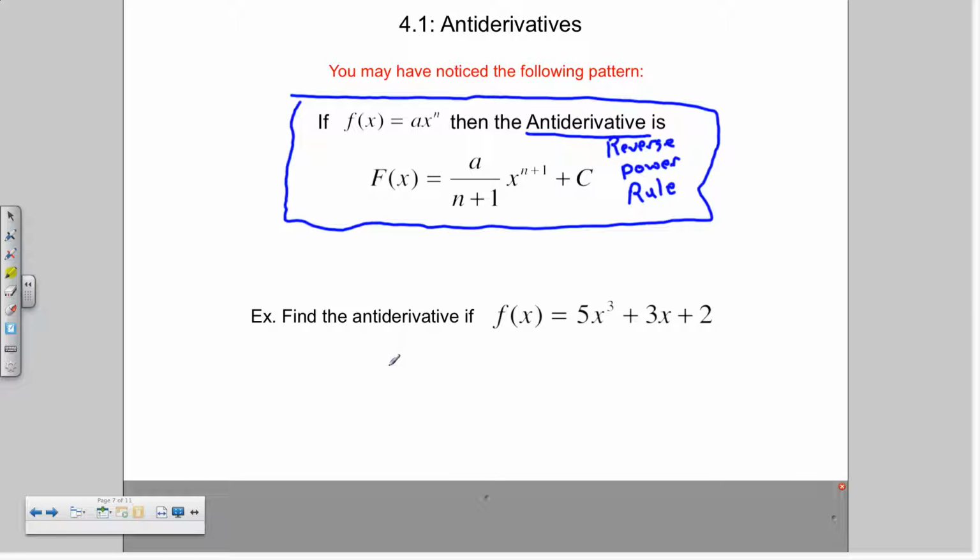If little f of x is 5x cubed plus 3x plus 2, finding the antiderivative is very natural to do. You just antiderive each part. See what you get. It's exactly what you would think. So I first do x to the 4th power, so I add 1. And then I slap the 4 underneath the coefficient. Okay, boom, antiderive that part.